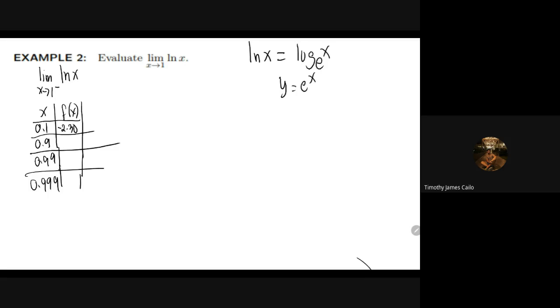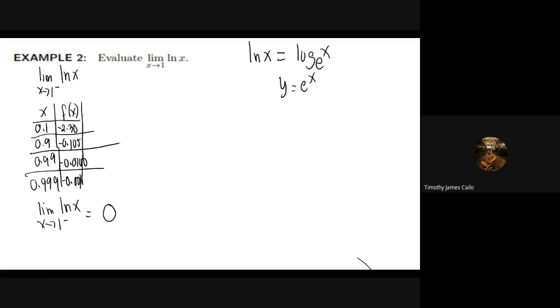And then 0.9, that's negative 0.105, something. 0.99, that's negative 0.0100. 0.999, that's negative 0.001. So the limit of the natural logarithm of x as x approaches 1 from the left is equal to 0. It is approaching 0. You don't need to write negative 0, because there is no negative 0.